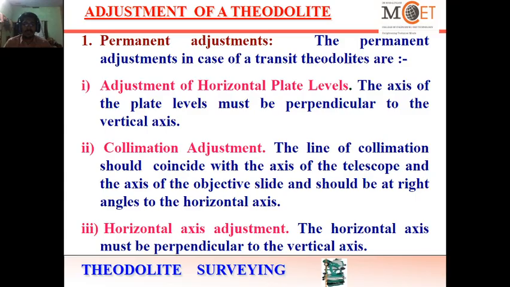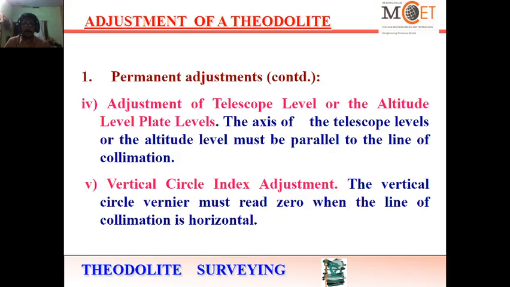And the third one is horizontal axis adjustment. The horizontal axis must be perpendicular to the vertical axis. If not, the bubble tube, everything will get changed. It won't get level properly. So this has to be checked properly. It should not be adjusted very often. It should be done once, right?